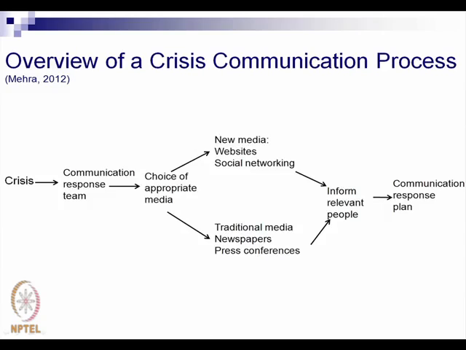Overview of a crisis communication process. You have a crisis, you have a crisis response team where people are responding to the crisis.